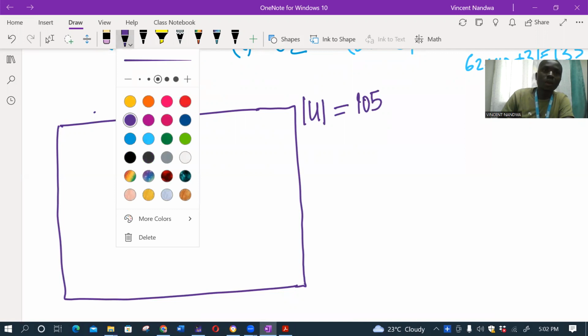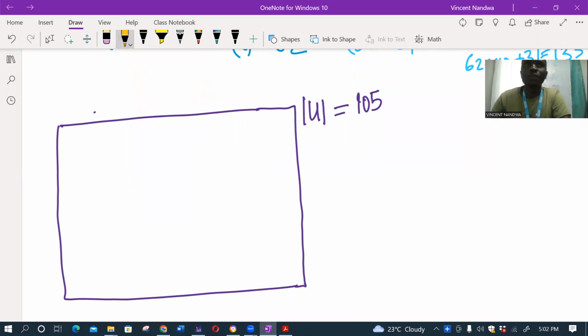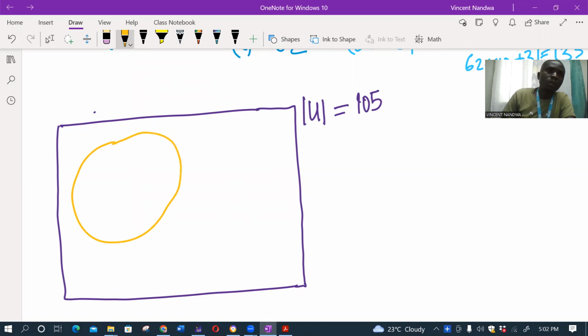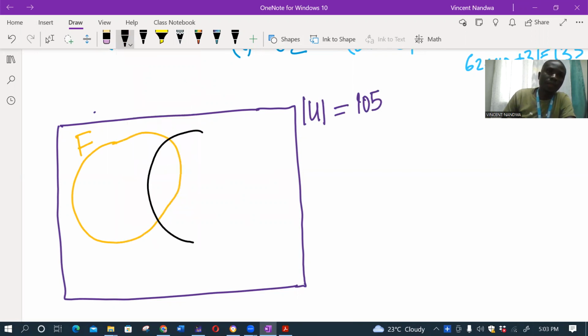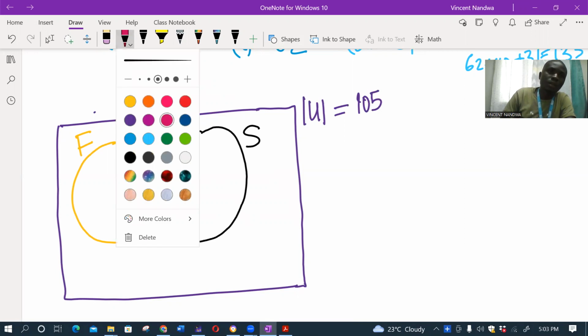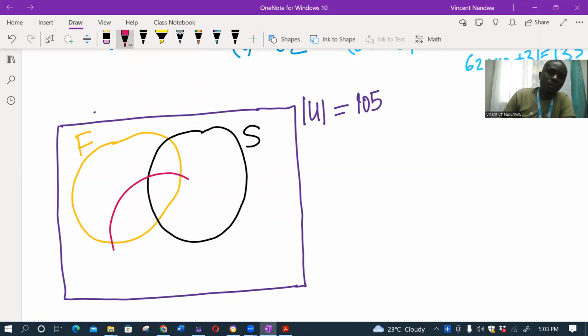Now, because we have 3 main sets, those who had studied Japanese, French, and Spanish, we are going to draw 3 circles. So let this be the French set. Let this represent the Spanish set. And let this represent the Japanese set.